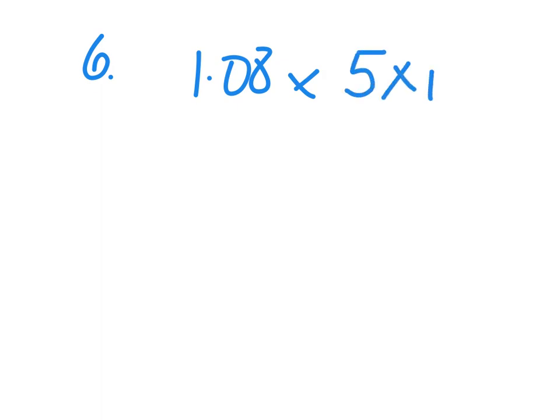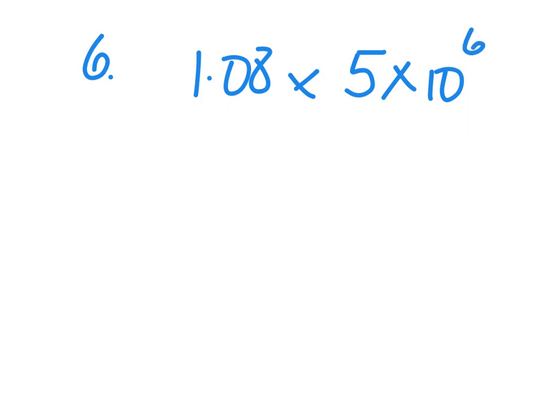And finally, question 6. The flea is 1.08. The question tells us the Asian elephant is so many times bigger, so it tells us it's a times sum. So we need to do 1.08 times 5 times 10 to the power 6.